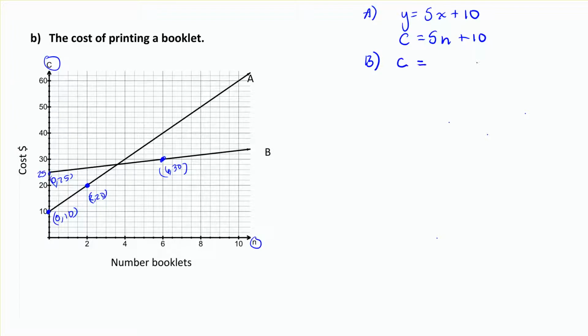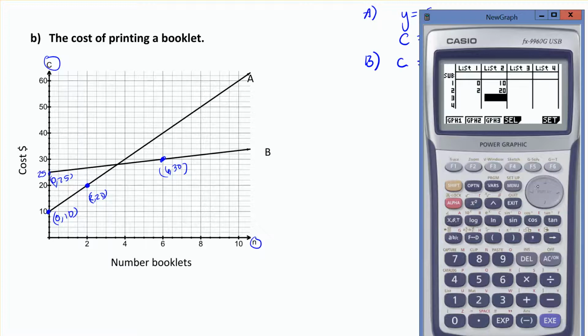C is equal to my gradient, or my y-intercept is plus 25. My gradient here is going to be a rise of 5 over a run of 6. So 5 over 6. And if you don't like that as a fraction, we can do that as a decimal, and we can also see what we get out of here. So 25 and 0, and this one is at 6 and 30.